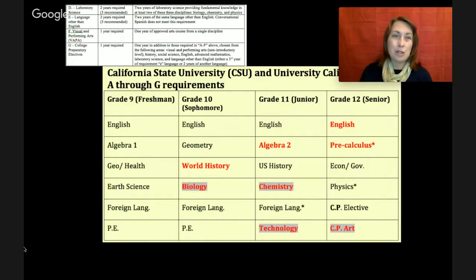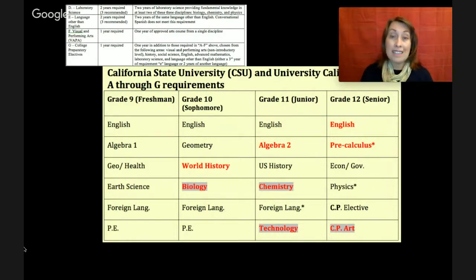And then you've got your language other than English, which I've got listed as foreign language. They say 2 years, 3 years recommended. So on the 4-year plan, I have 3 years written down. And we have our visual and performing arts, our VAPA, and you'll look under 12th grade, there's college prep art. Again, you always want to make sure that those classes are college prep, because there are college prep and there are non-college prep classes. And you want to make sure you're taking the college prep classes.